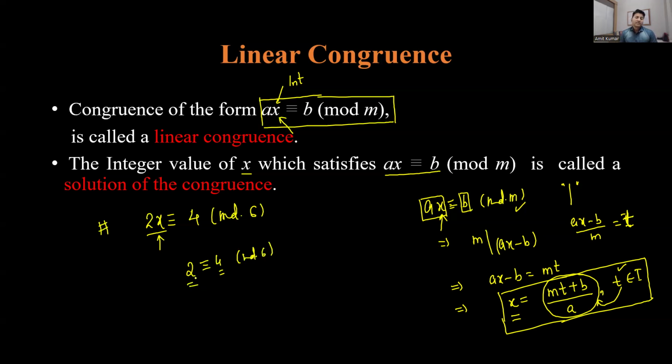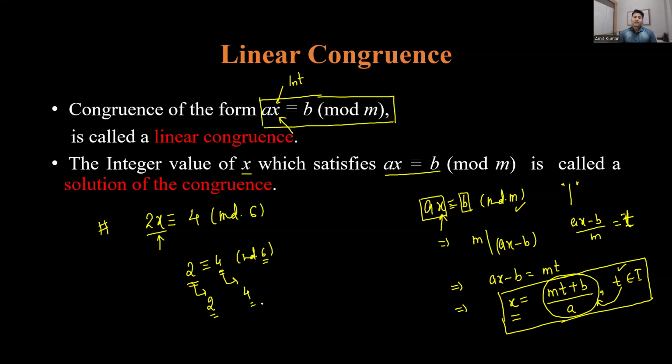No, because we can take the first definition, which says that A and B must give the same remainder. What is the remainder when 2 is divided by 6? 2 itself. What is the remainder when 4 is divided by 6? 4 itself.